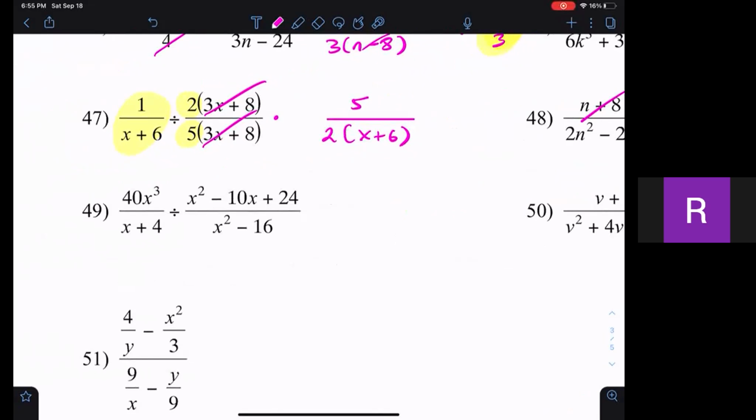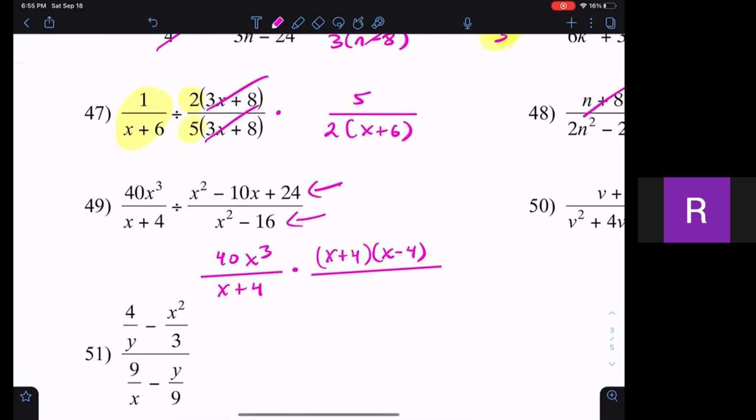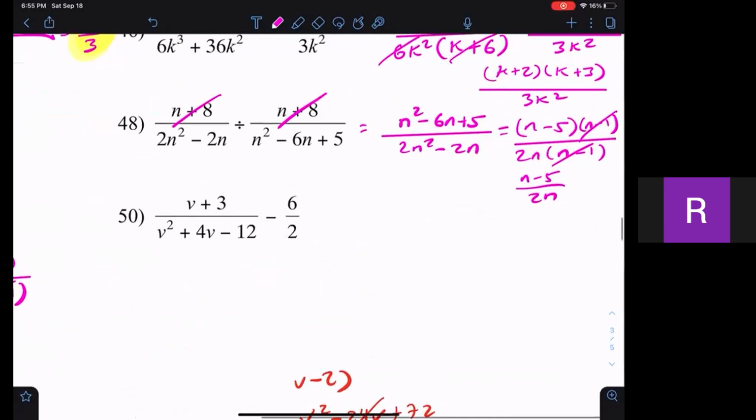Okay, so here I have 40x cubed. I can see it through, but I'm going to do it just in case you don't see it. So keep change flip. So this is the numerator now. So this is x plus 4, x minus 4 for the binomial difference of squares. And then this right here is the denominator now. So this is x minus 6, x minus 4, cancel, cancel, cancel, cancel. So 40x cubed over x minus 6. That's the answer. Okay. Next.